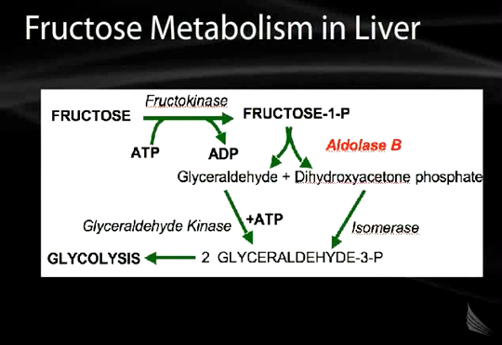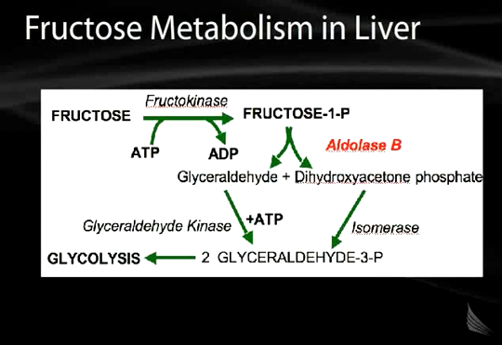Fructose is converted by fructokinase to fructose 1-phosphate, which we described earlier. And then this enzyme aldolase B is responsible for breaking down that fructose 1-phosphate into the 3-carbon intermediates glyceraldehyde and dihydroxyacetone phosphate. These then are converted to glyceraldehyde 3-phosphate, which then enters glycolysis.